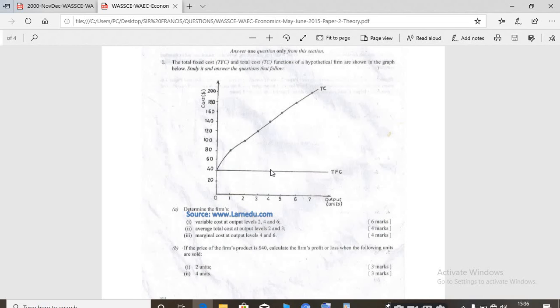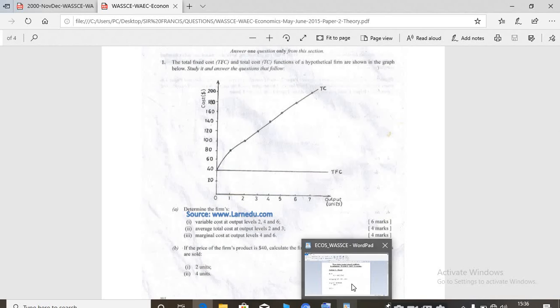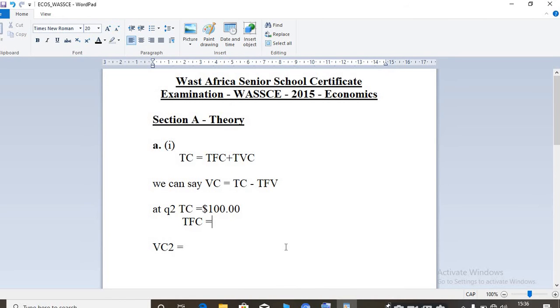Okay, so that's why the curve is horizontal. It does not change, it is at a fixed position. At any point in time, the business is incurring a fixed cost of $40, whether they are producing or not producing. So at Q2, the fixed cost is $40.